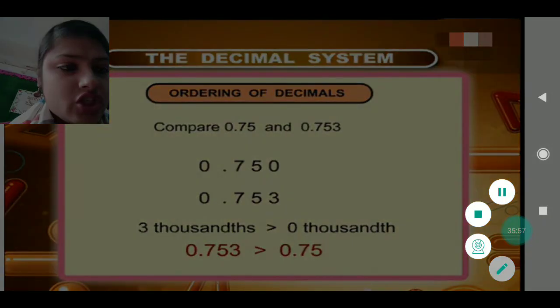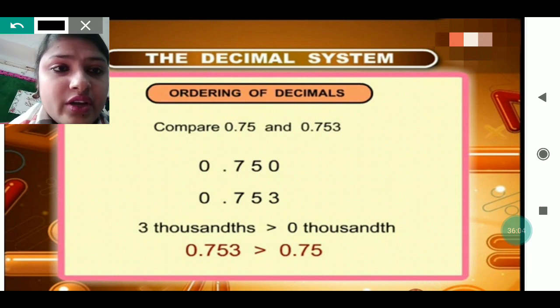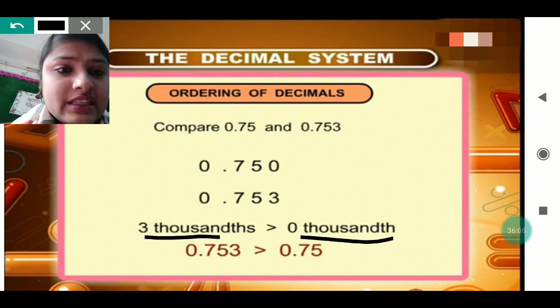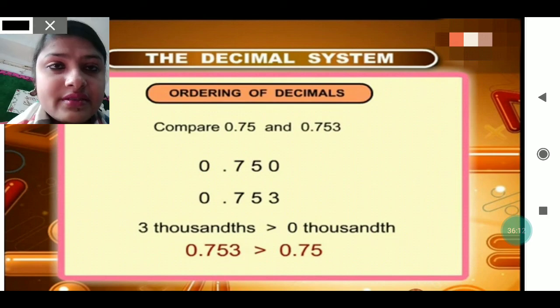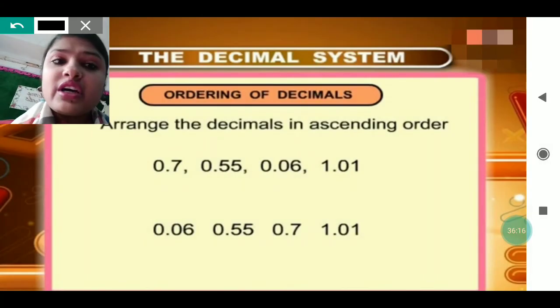Same way this question also, you can see 0.75, 0.753 is written. So in the same way you will compare. Now here you have to compare the thousandths place. The thousandth place, one is written 3 and one is written 0. Which one is greater? 3 is greater. So we have put the sign like this. In the same way, we have to do the comparison like this.